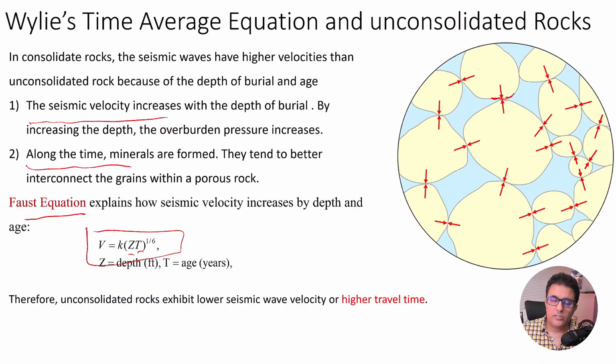So when Wiley developed his equation, as I said, he worked on just consolidated rocks. Consolidated rocks have higher P-wave velocity compared to unconsolidated rocks, or they have shorter travel time compared to unconsolidated rocks. And if you want to use Wiley's time average equation for unconsolidated rock, then we're going to have a lot of error in calculating the porosity.